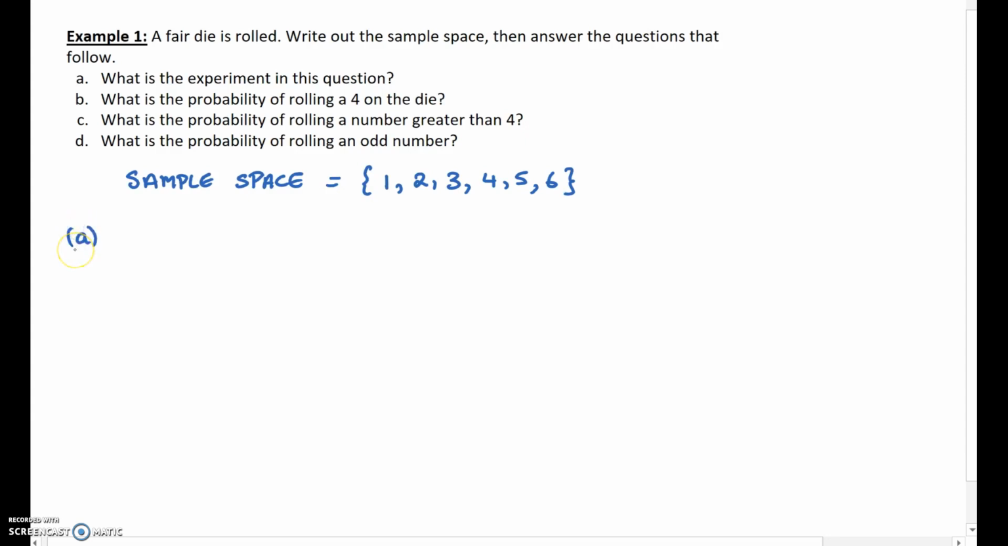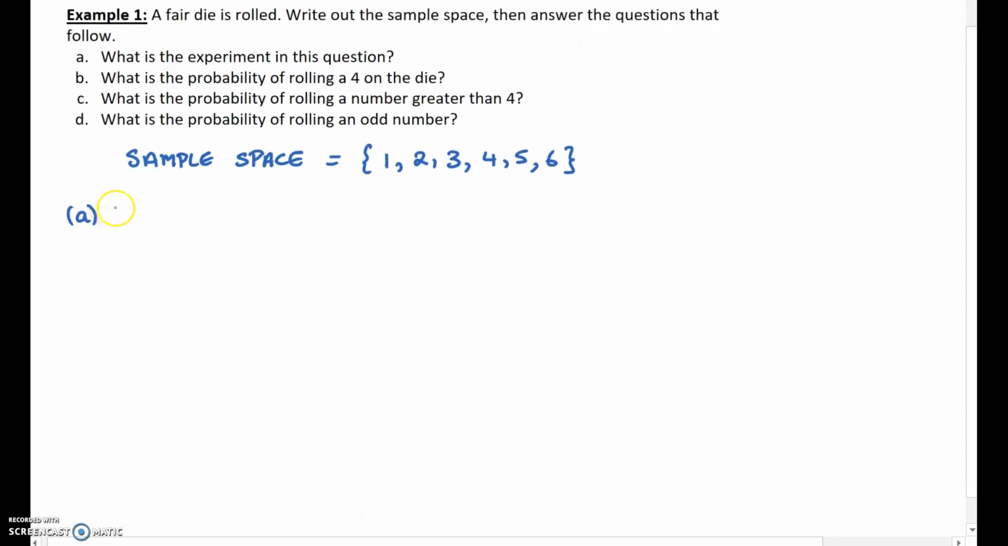What is the experiment? In other words, what is the thing that you're doing? You're rolling a die. Okay, so the experiment is rolling the die. B. Okay, what is the probability of 4?